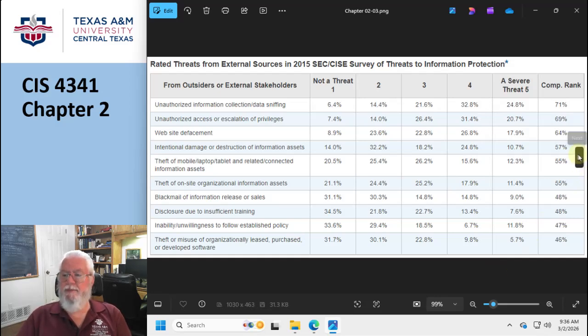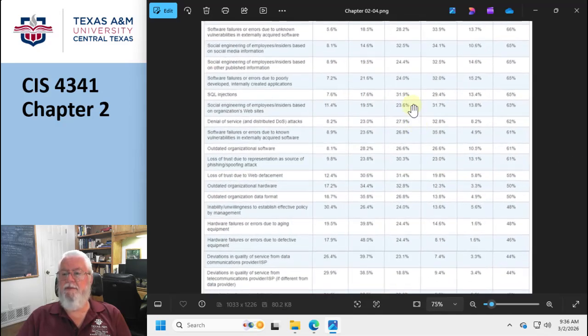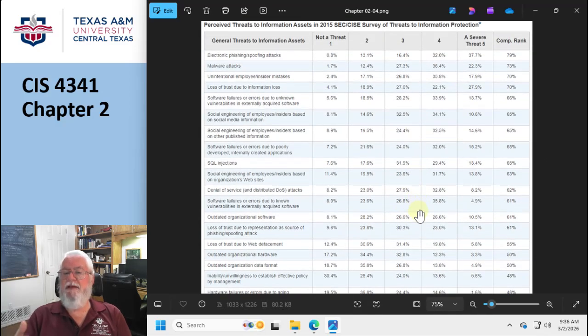So the next one talks about perceived threats. Now this is a little complicated, as you can probably imagine. Because a perceived threat doesn't necessarily mean it's a real threat. So, electronic phishing and spoofing attacks, most people think that's a malware attack. So a lot of people think that phishing attacks and malware attacks are number one. Are they really? Maybe, maybe not. But again, perceived threats.